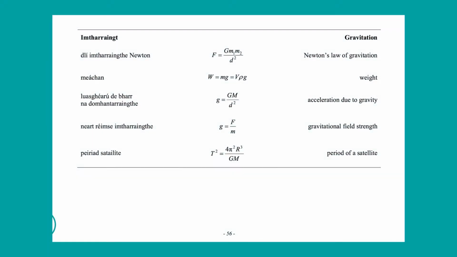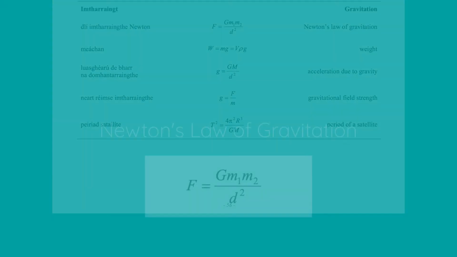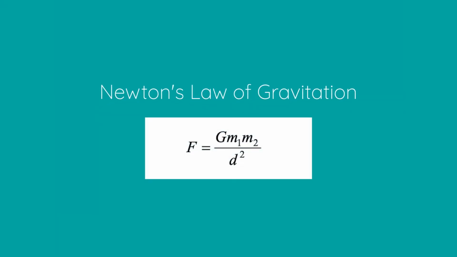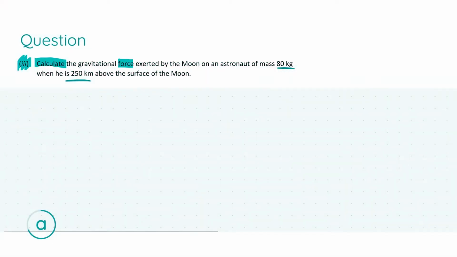So coming back to our log tables again, just to double check here, we have Newton's law of gravitation, and it's going to be given by F is equal to G times M1 times M2 all over D squared, here D being the distance between the two bodies. So writing down that formula, F is going to equal G times M1 times M2 all over D squared.